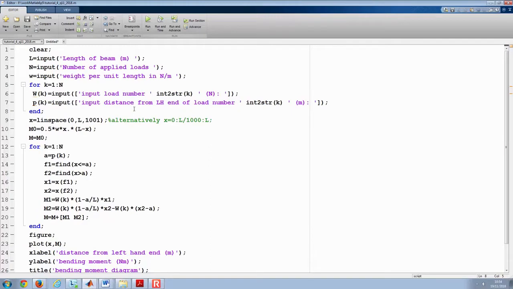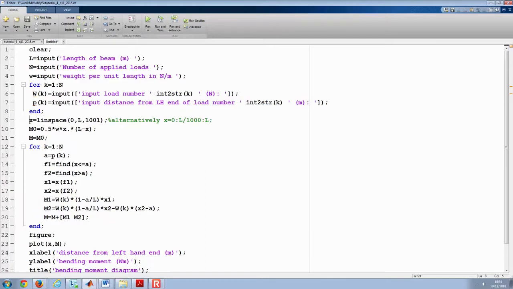And then your program needs to plot a graph of m, the bending moment, versus x. Therefore, in order to plot, you need to have a vector of x coordinates and a vector of y coordinates. So you need to create a vector of x coordinates before you can create the corresponding vector of y coordinates and plot the vector of y coordinates against the vector of x coordinates. So we start by creating a vector of x coordinates.